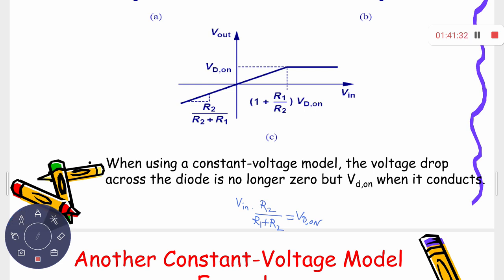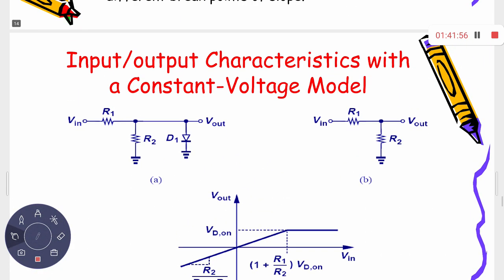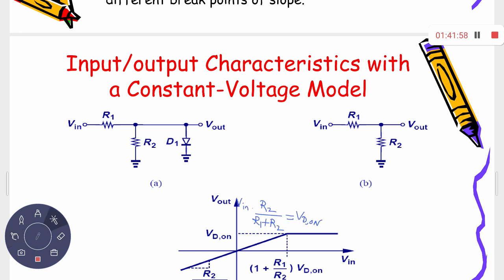Just take a look at this: 1 plus R1 by R2 into VD on. So when Vin is that value, your Vout is equal to VD on. Clear? But what happens next? Now you have this path. After this, when the diode is on, the current will flow through this path only, bypassing the resistance R2. So when the diode is on, R2 has no say on the current conduction.